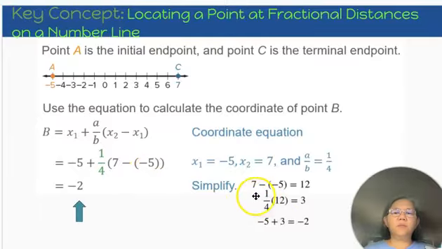So we try to simplify this. We have 7 minus -5, which gives us 12. Multiply it by our fraction: 1/4 times 12 will give us 3. And now you add -5, which is the initial endpoint, to 3, and that will give us -2. So that will be the location of point B. This is where point B is located, at -2. Let's go for the next one.